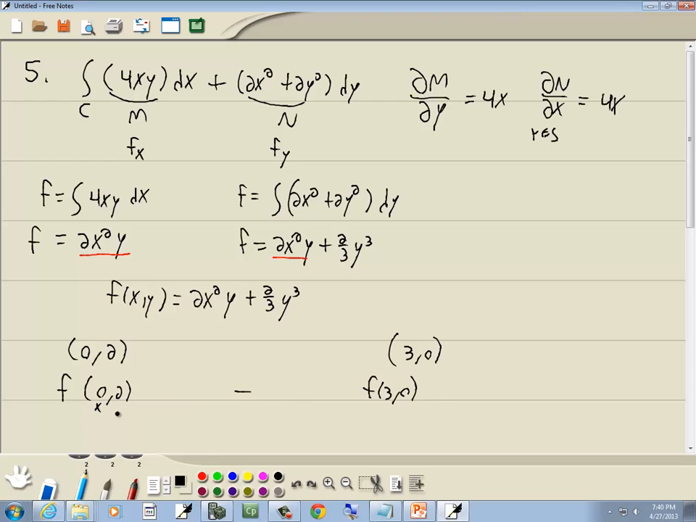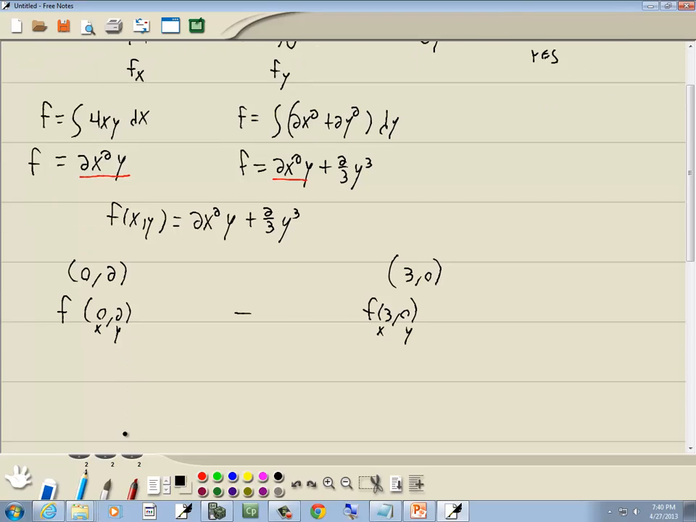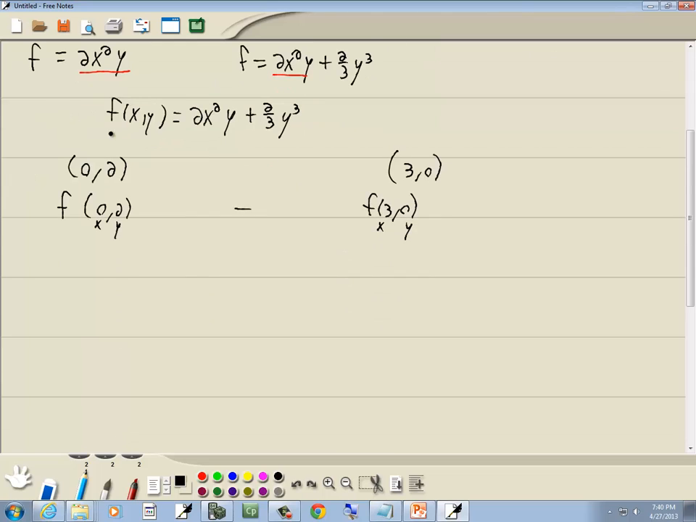And again, this is our x, this is our y, this is our x, and this is our y. And we're going to plug that into our potential function, which is our f of xy. So x is 0, so we've got 2 times 0 squared times y, which is 2, plus 2/3 times y, which is 2 to the third, minus, I'll put parentheses because that affects everything that follows it.